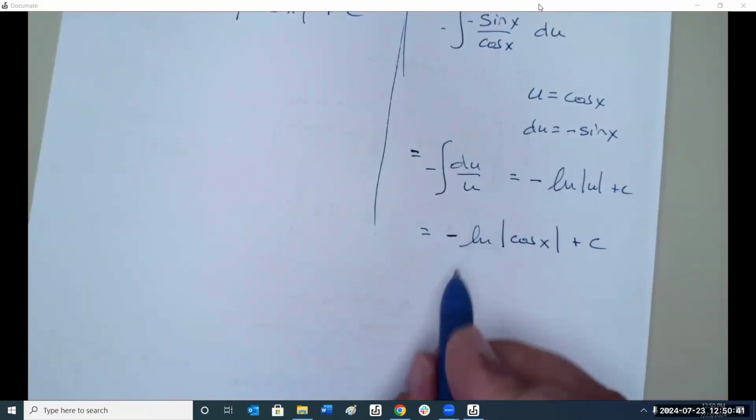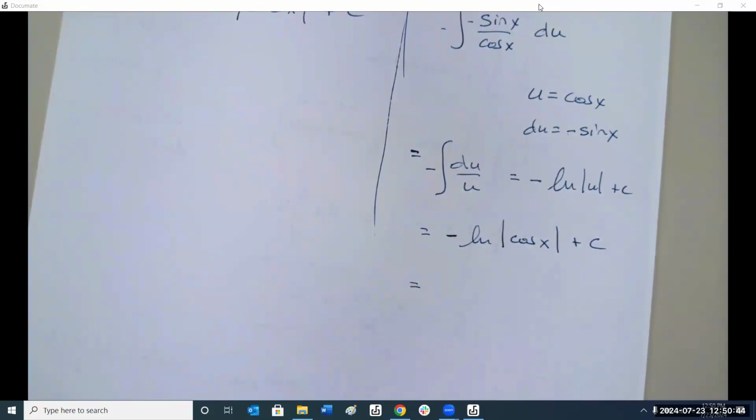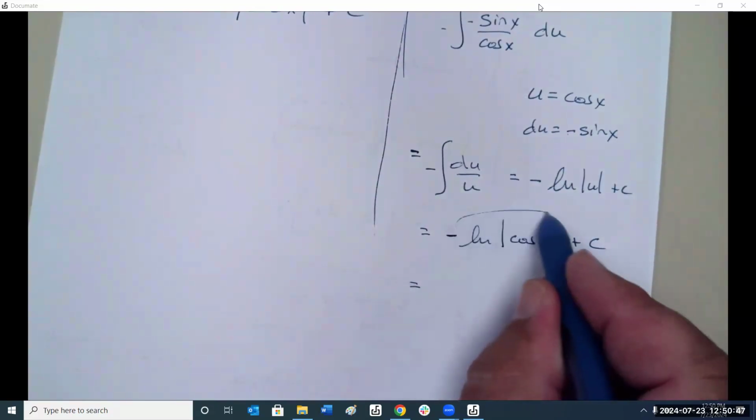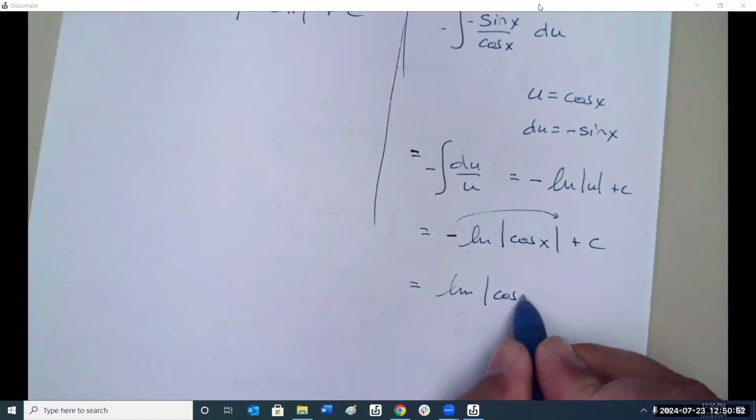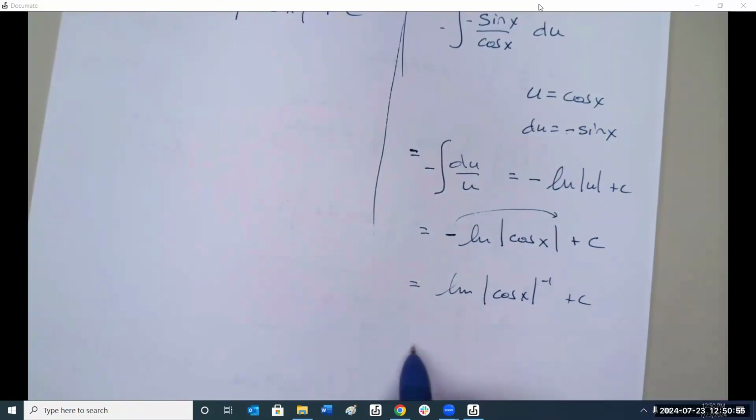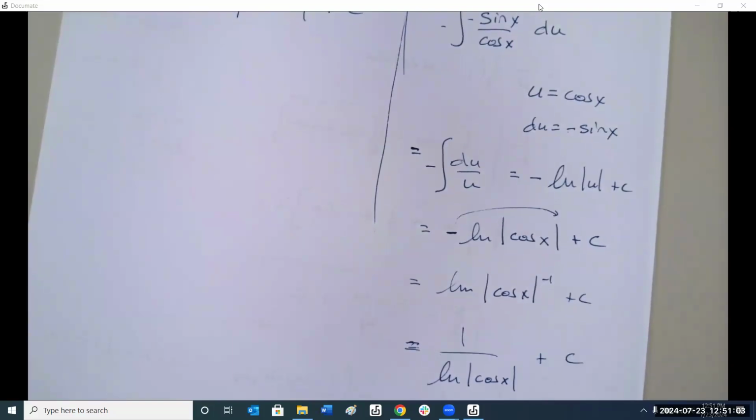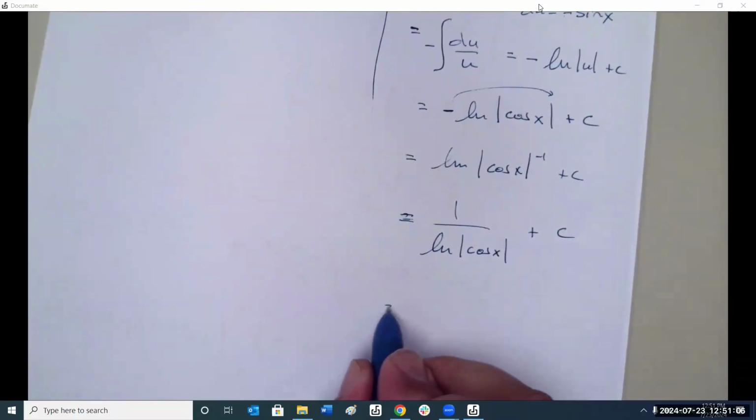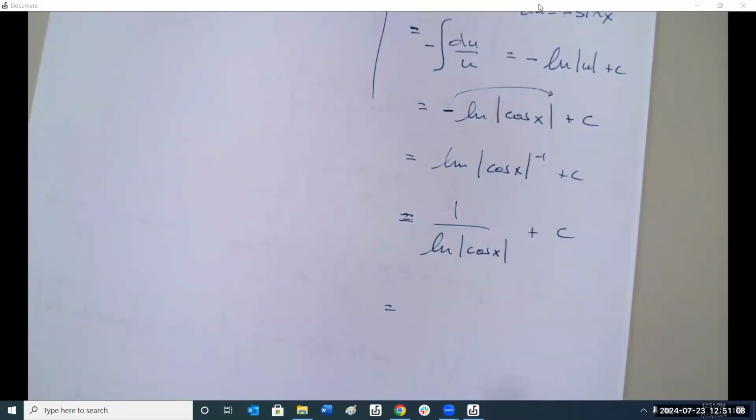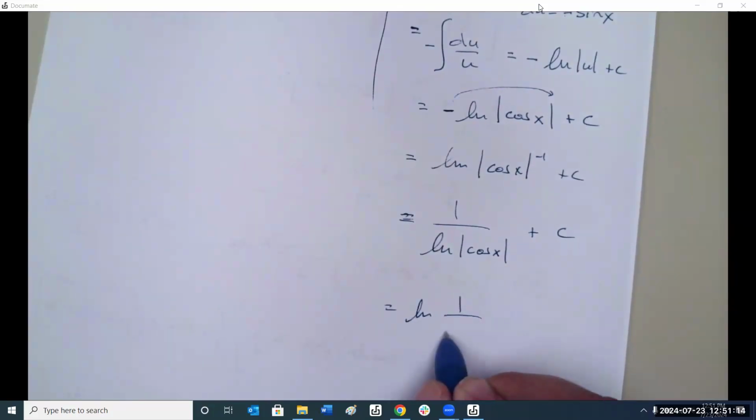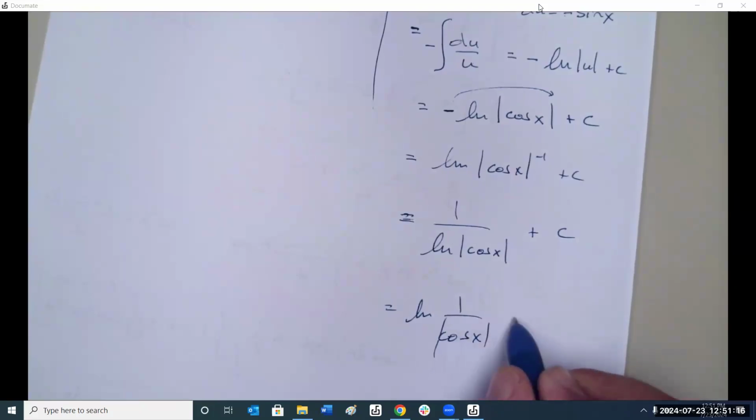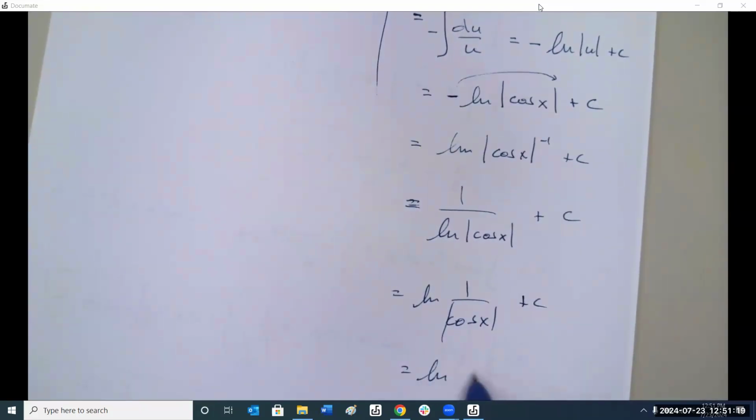Remember, what does a negative in front of a logarithmic expression mean? That's the coefficient. So it's the same thing as ln cosine x to the power -1, which is ln of the absolute value of 1 over cosine x. One over cosine is what? So it's ln 1 over cosine, which makes it ln of secant.